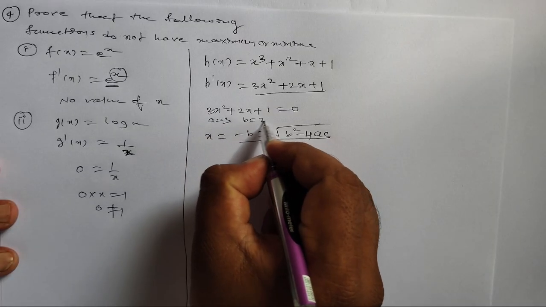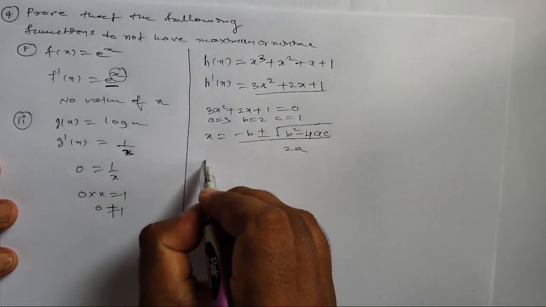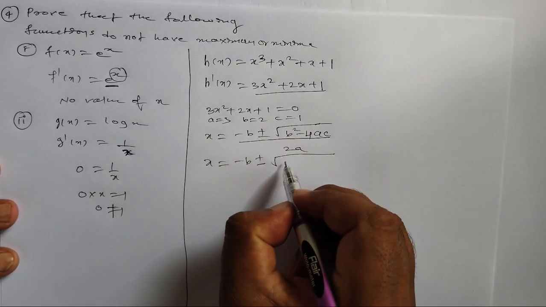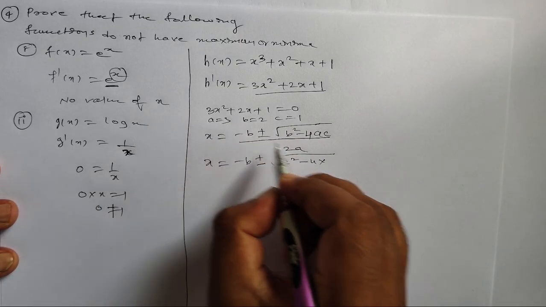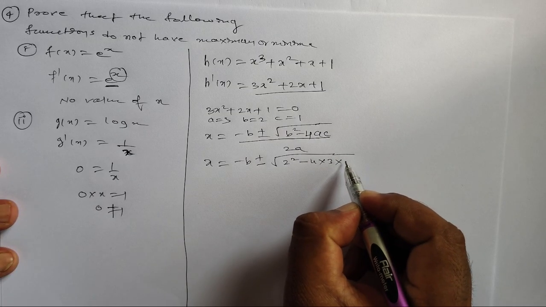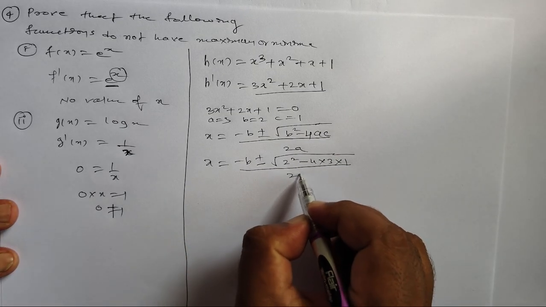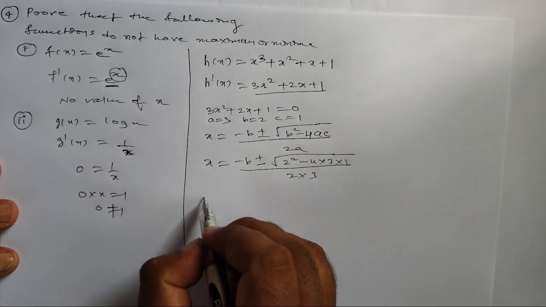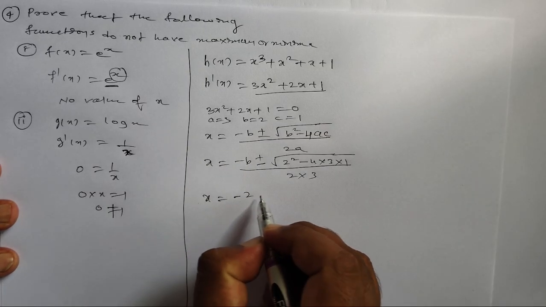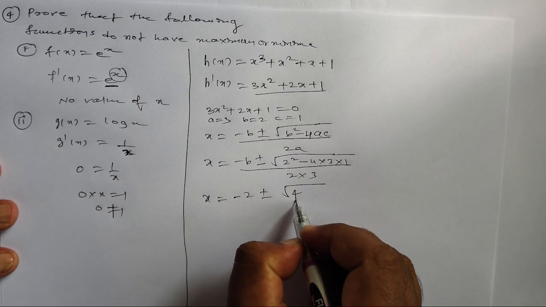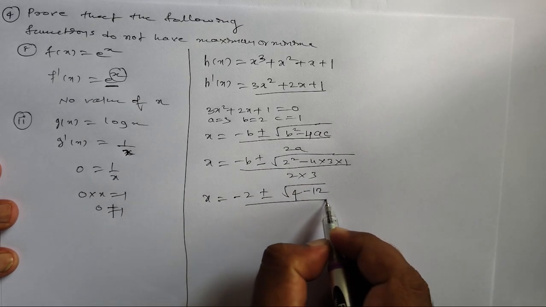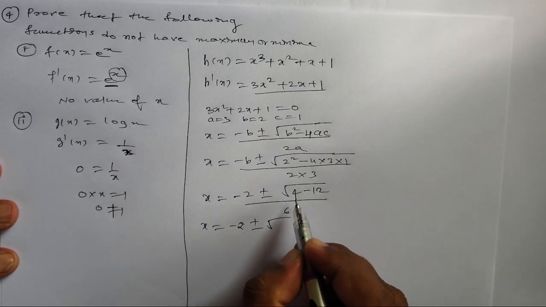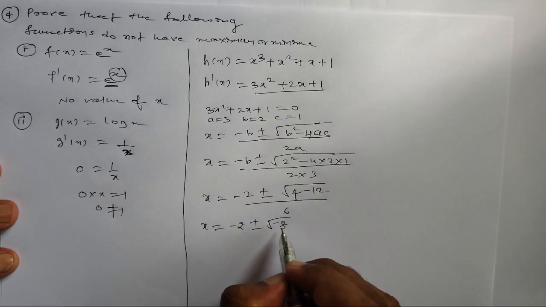What is the a value? 3. What is the b value? 2. What is the c value? 1. Substitute here, x is equal to minus b plus or minus root of b square, 2 square, minus 4 into a value 3 into c value 1, divided by 2a, 2 into 3. So x is equal to minus 2 plus or minus root of 2 square becomes 4, 4 3s are 12, divided by 3 2s are 6. x is equal to minus 2 plus or minus root of 4 minus 12 becomes minus 8, divided by 6.